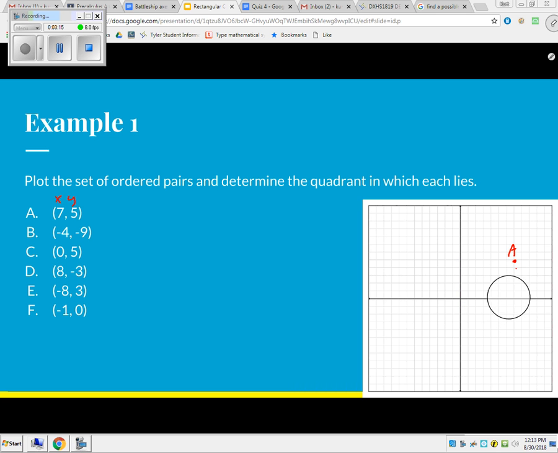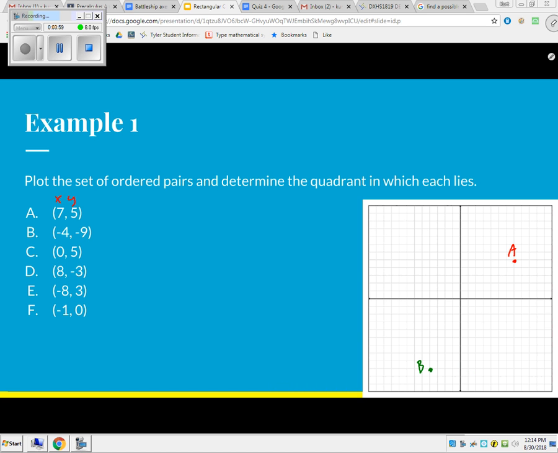Now let's see what happens on part B when we have some negatives. When we see negatives, we need to think of negative directions. In the XY coordinate plane, a negative direction is either going left or going down. For instance, my x is -4 this time. So I'm going to go to the left: 1, 2, 3, 4. I land right here at -4. Then I'm going to go down 9: 1, 2, 3, 4, 5, 6, 7, 8, 9. I land right here at -9. Where these two would meet, if I were to keep going, where they would cross is right here. We just call this point B.